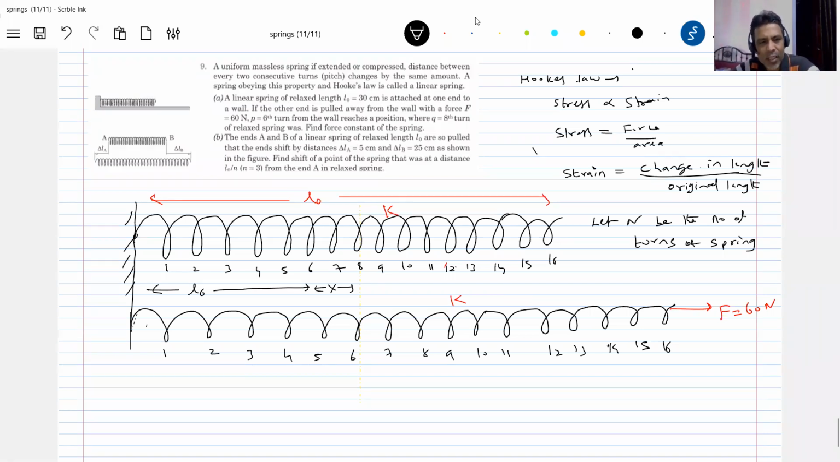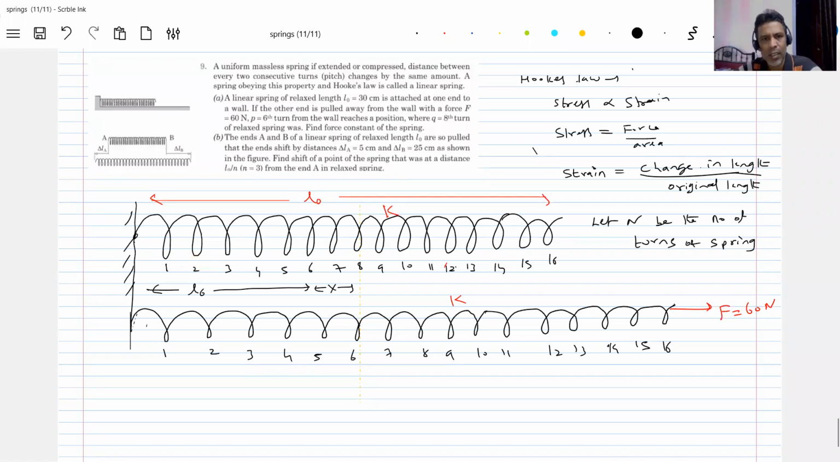Here in the diagram I showed some gap, but practically, if you just open a spring from your pen, the gap between individual turns will be almost negligible. The distance between consecutive pitch changes by the same amount. Here, to make you understand, I drew a gap, but practically this gap will be almost negligible. Do you all agree?